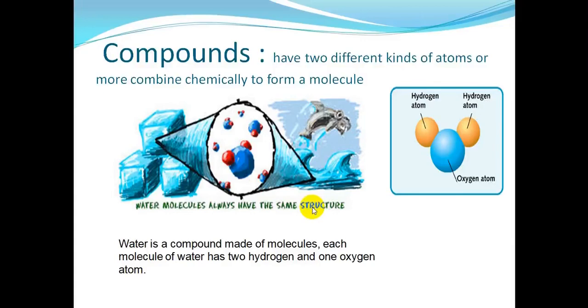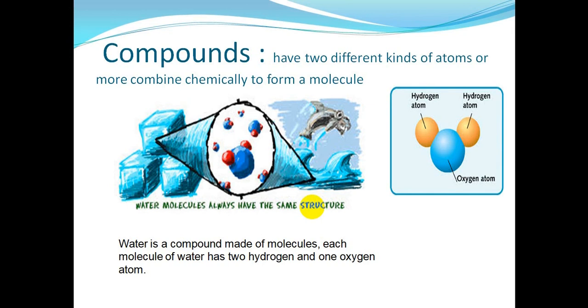Join together, they form a molecule. These atoms can be the same like in elements or can be different in compounds. So any two atoms join together, they make a molecule, okay? The molecule can be an element if the atoms are the same. A molecule can be a compound if the atoms are different.